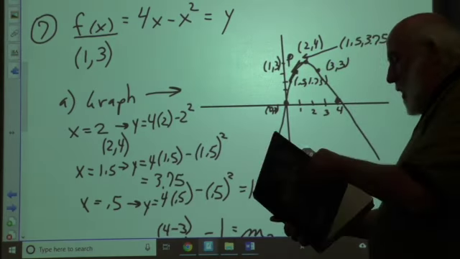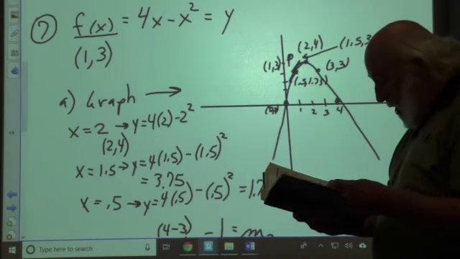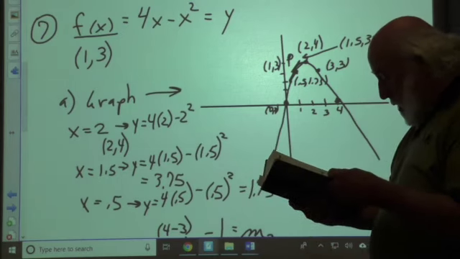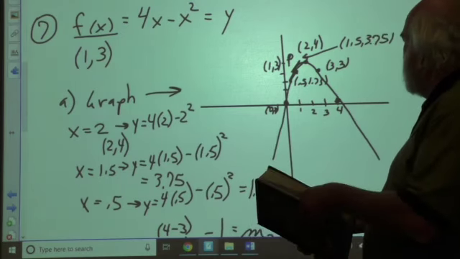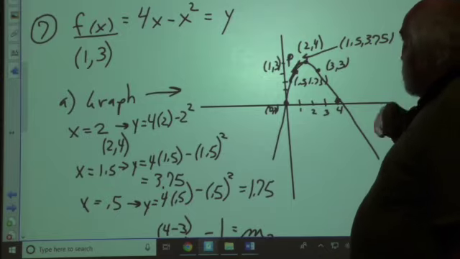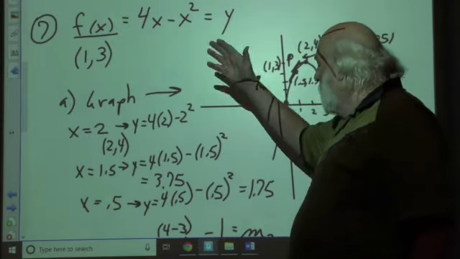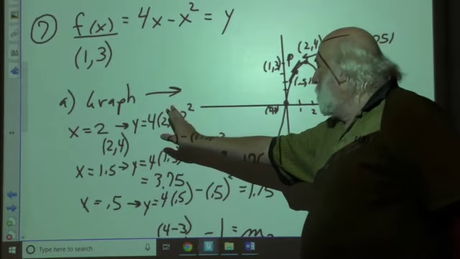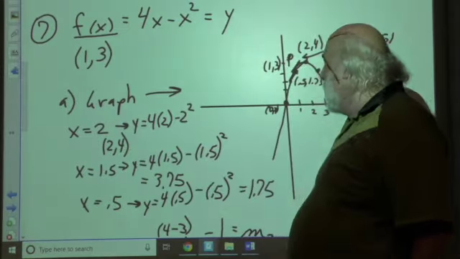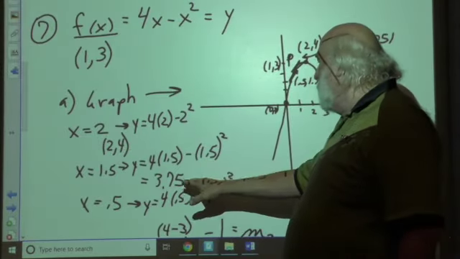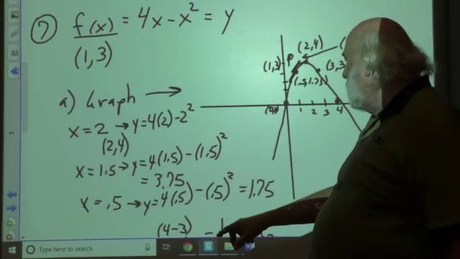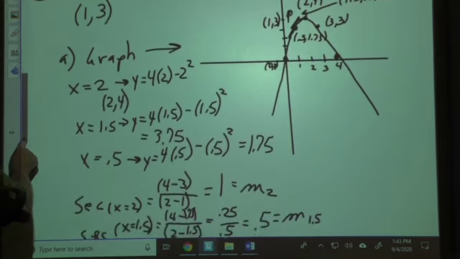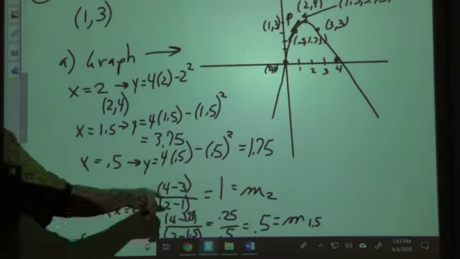Okay, now, it asks you to find f of x for x is 2, x is 1.5, and x is 0.5, and then to plot the points. So you take that equation, plug in 2, 1.5, and 0.5, and you get 4 for y, so that becomes 2, 4. For 1.5, you get 3.75, so you put 3.75. And then for 0.5, you're going to get 1.75.